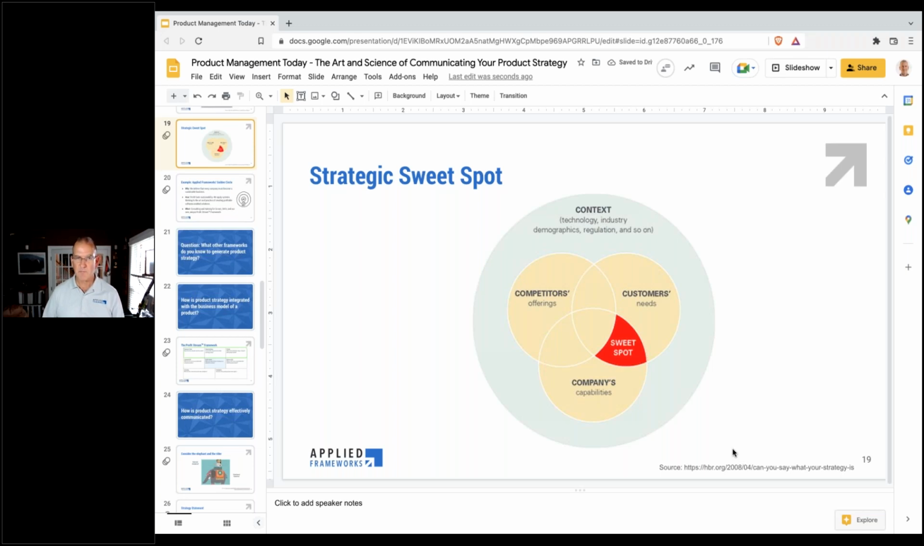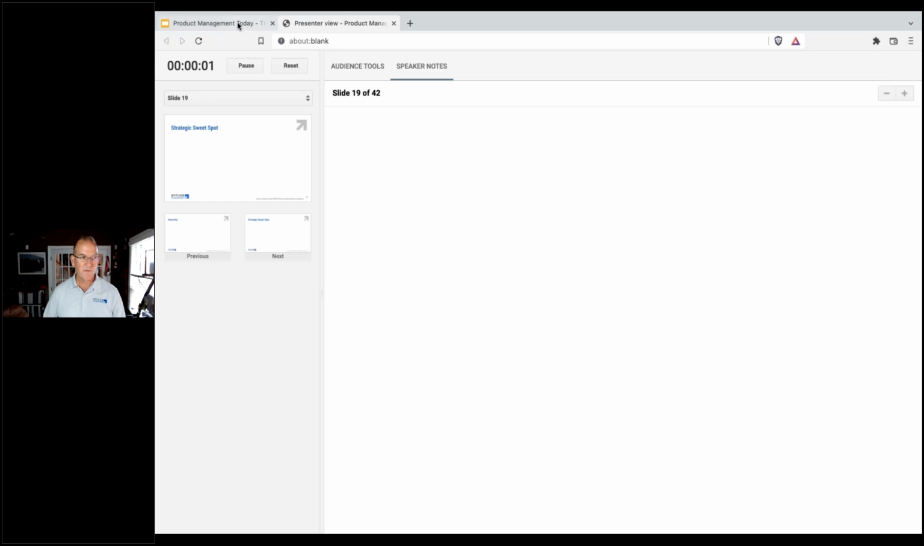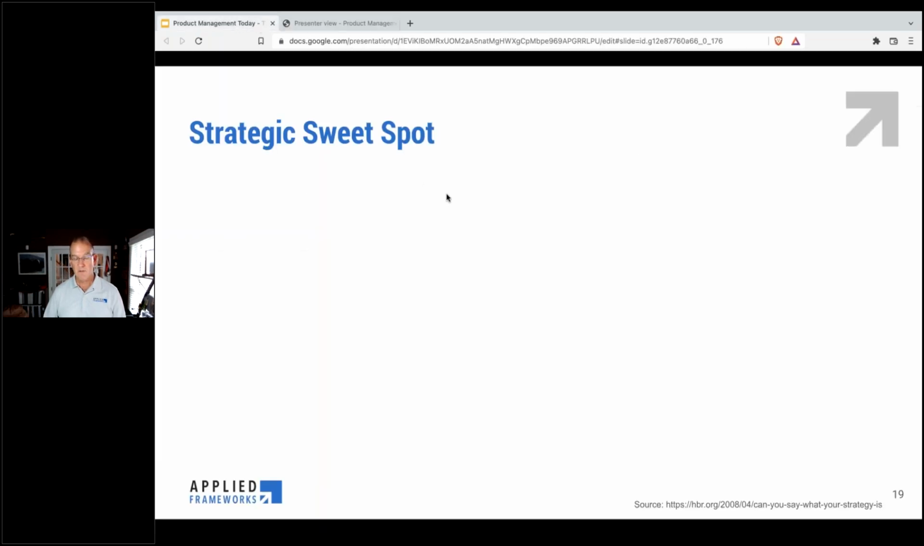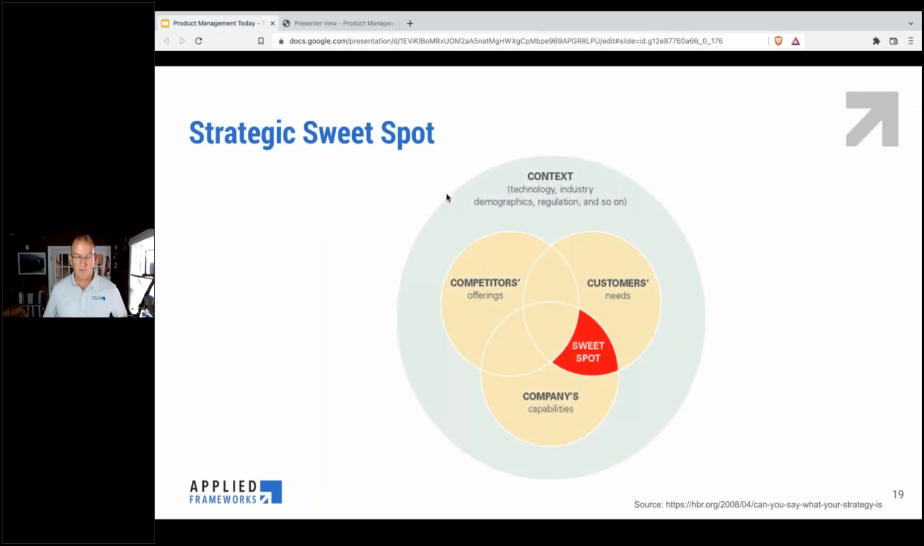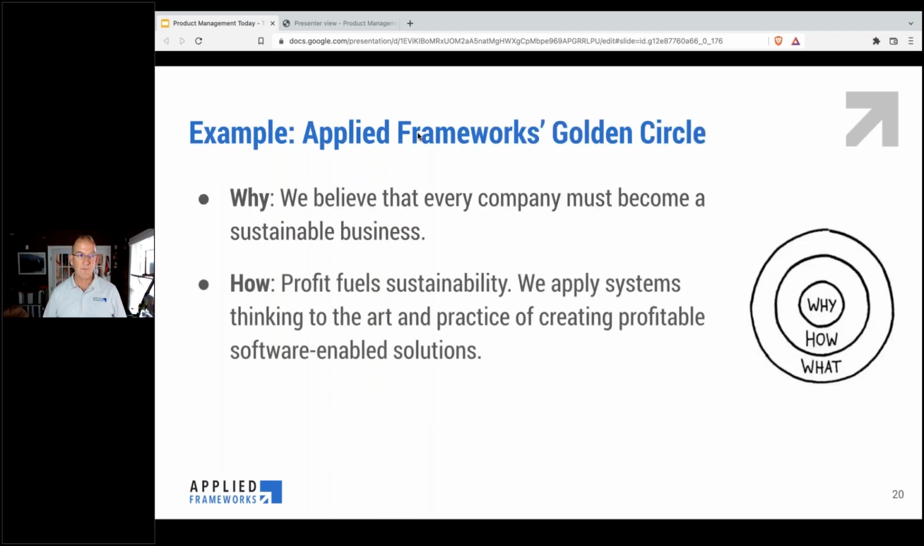Rayvon, is that something that you can provide as a download? Absolutely. So for example, you can grab this here. Also, our website, appliedframeworks.com, we do maintain a whole series of frameworks. So if you just search frameworks at our website, you can access them as well.